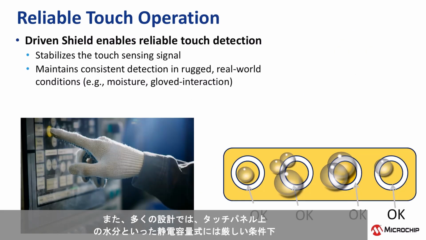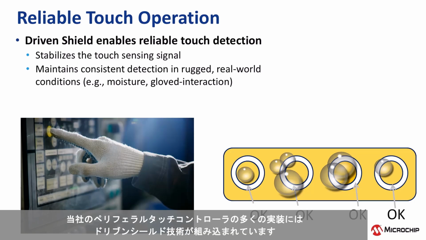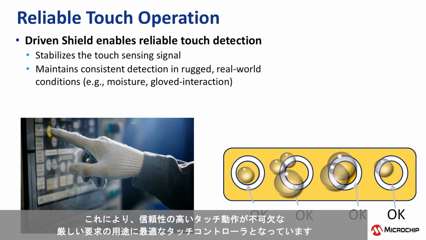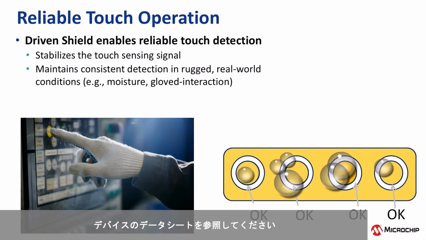Many designs also need dependable touch performance in challenging conditions, such as moisture on the touch surface. To support this, many implementations of our Peripheral Touch Controller include driven shield techniques. This feature helps stabilize the touch signal and maintain consistent detection in rugged conditions, making the Peripheral Touch Controller a strong fit for demanding applications where dependable touch behavior is critical. To see whether the Peripheral Touch Controller in a specific microcontroller supports driven shield, please refer to the device's datasheet.